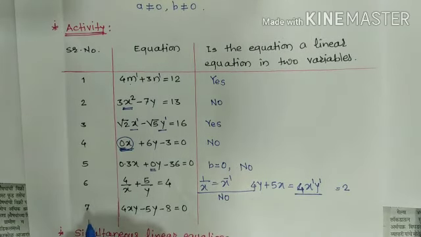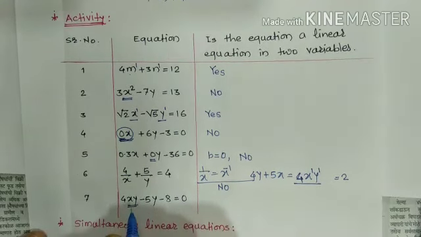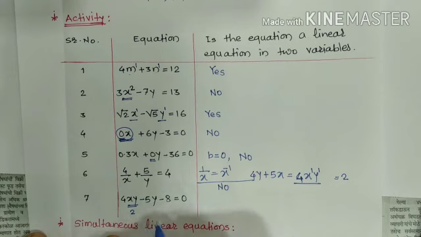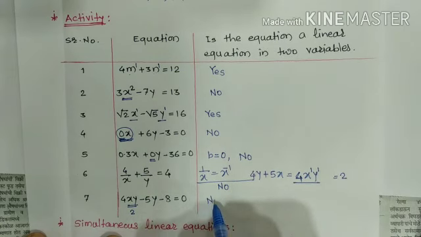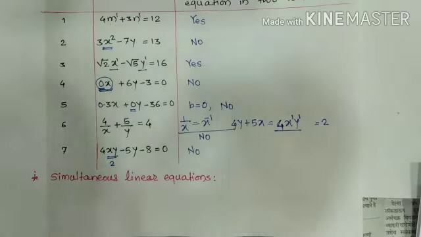Similarly, in example 7, there are two variables in a single term. That's why the degree of this term is 2, and therefore this is not a linear equation in two variables.